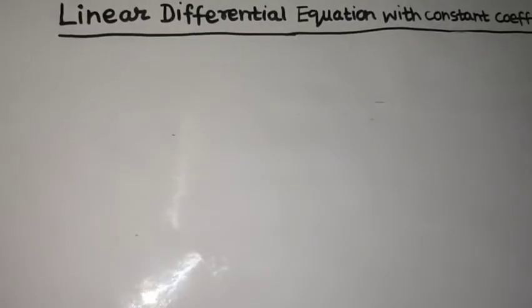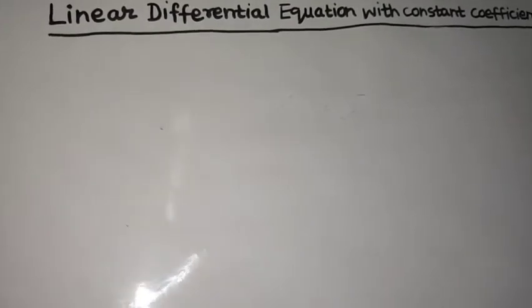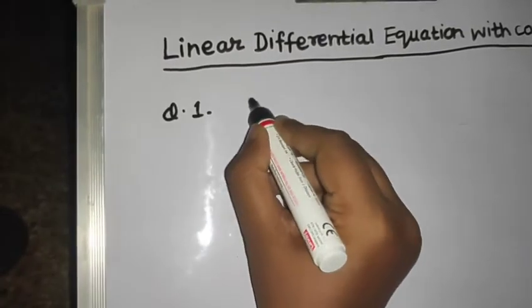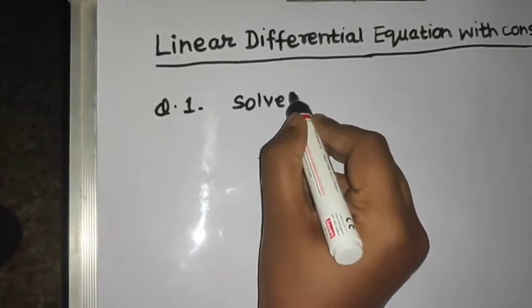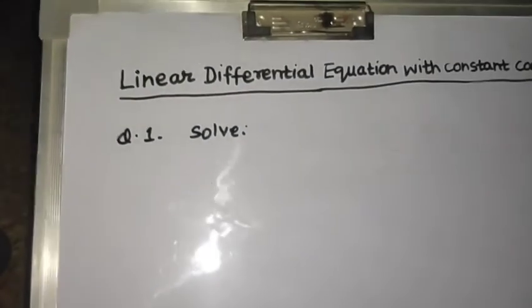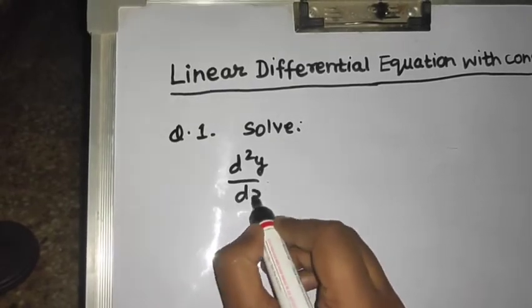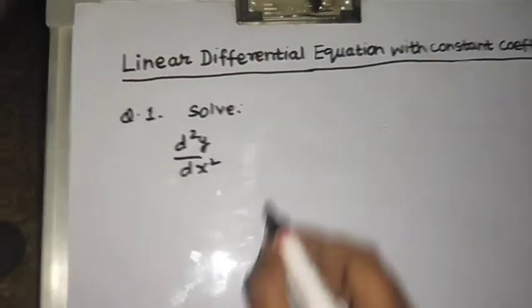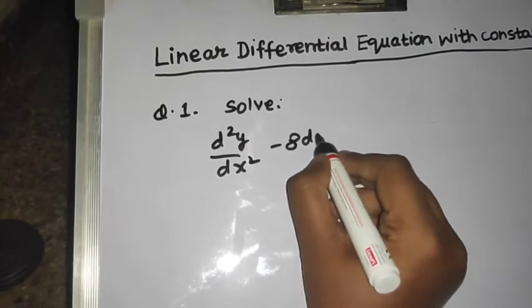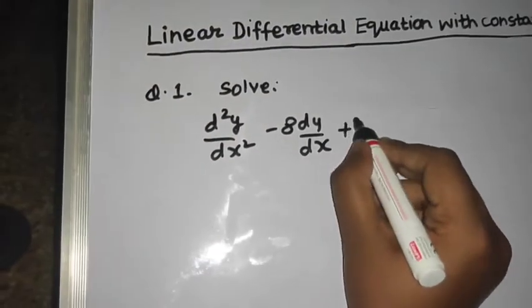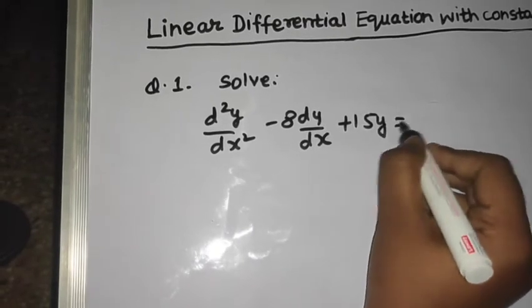Now, as mentioned earlier, the first set of problems will have only the complementary function to find. So let's write the first question. It says solve, and you have the question as d2y by dx square minus 8 dy by dx plus 15y equals 0.